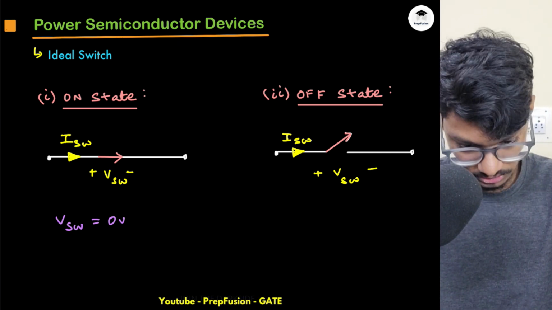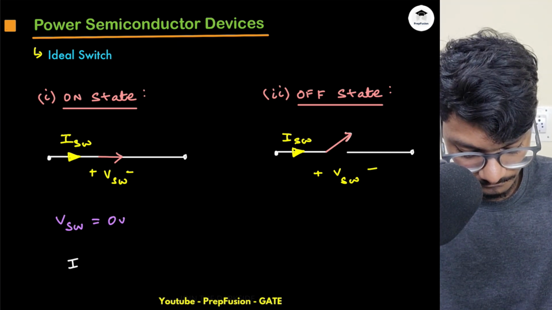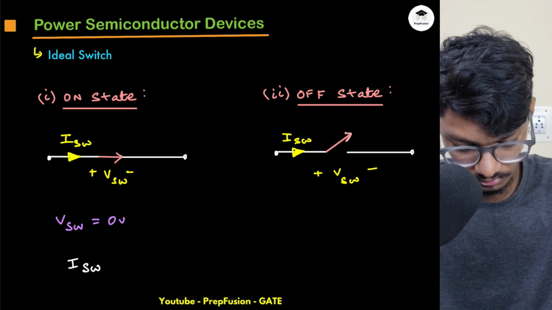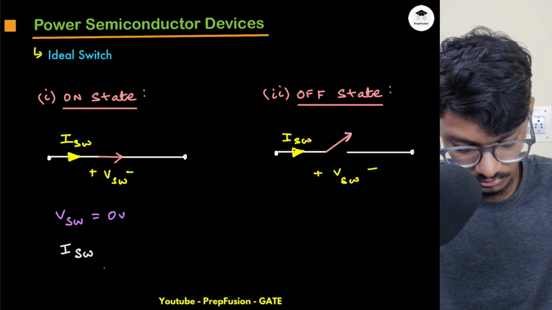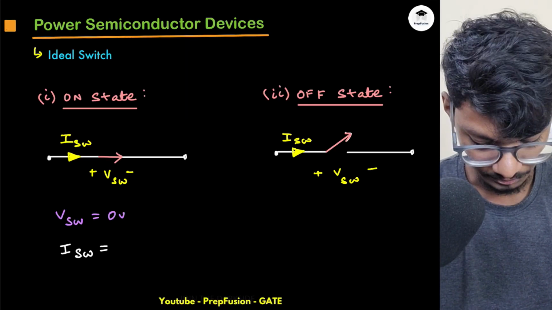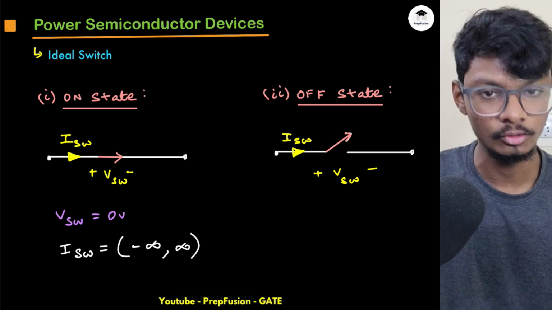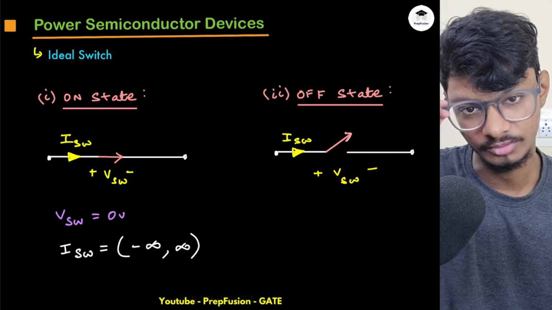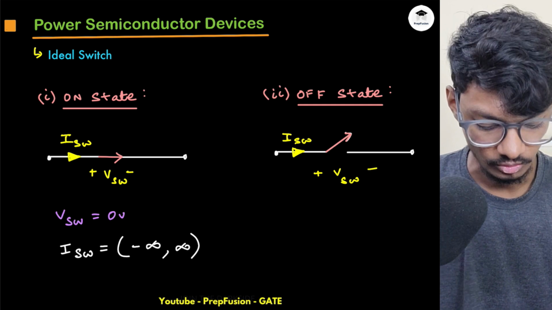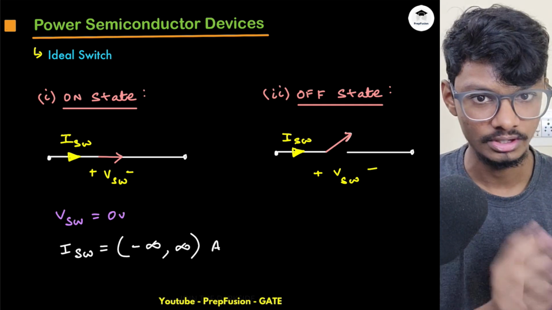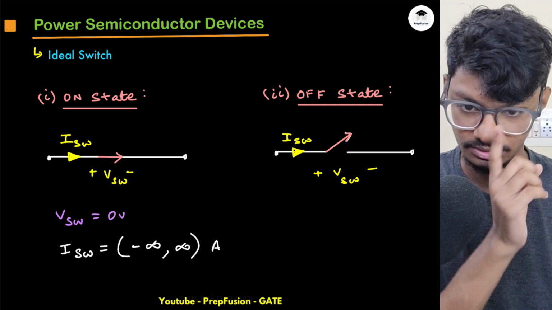VSW equals 0. I switch can range between minus infinity and infinity. The max value can be anything, and the min value can also be anything, because it can flow any value of current if the ideal switch is closed.